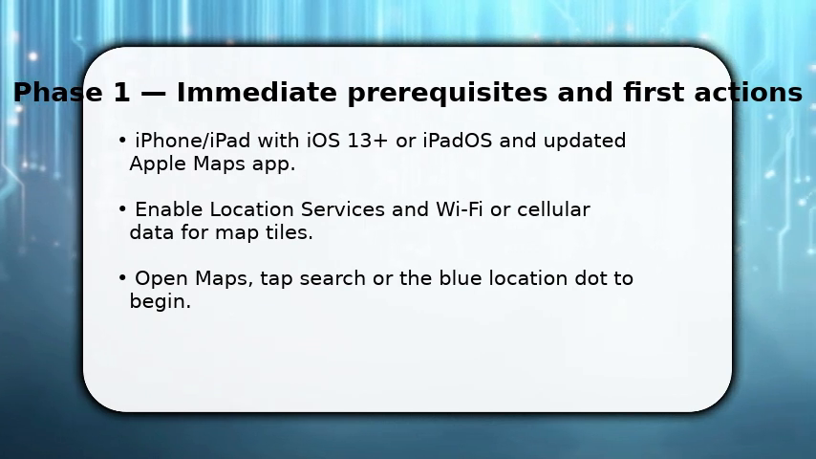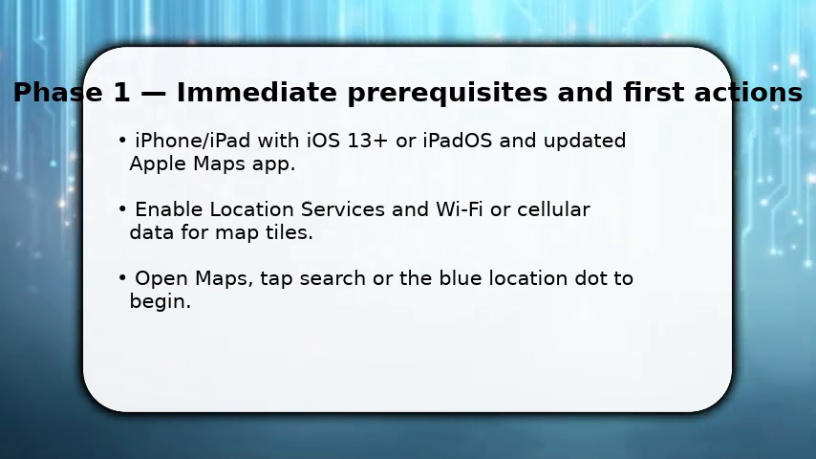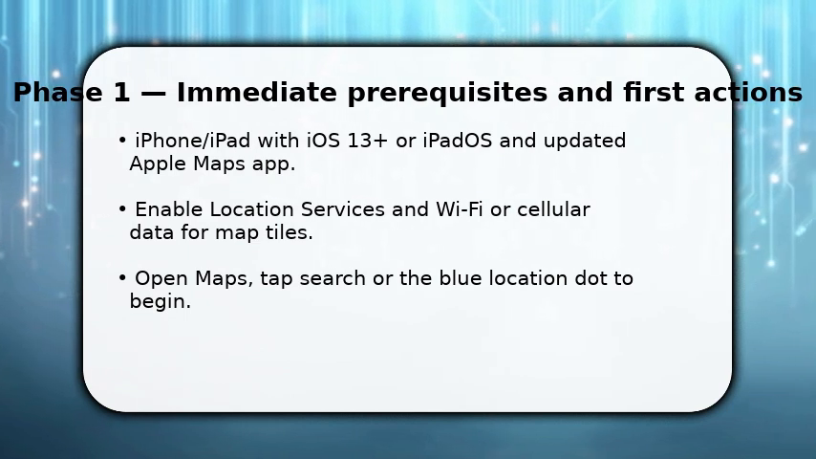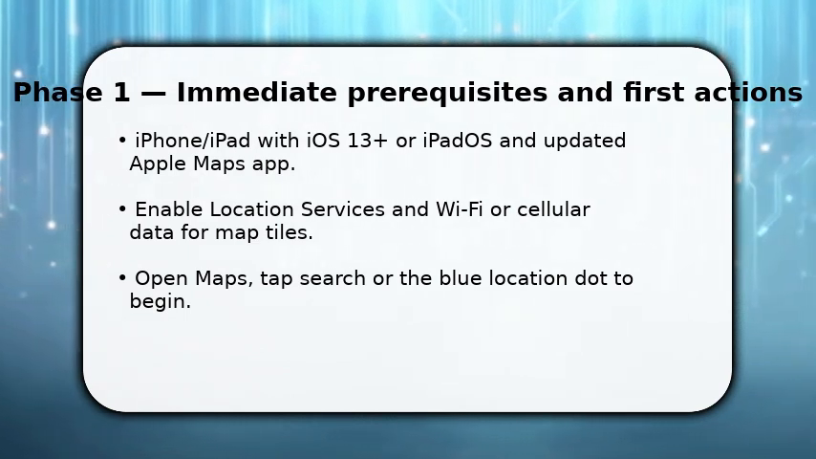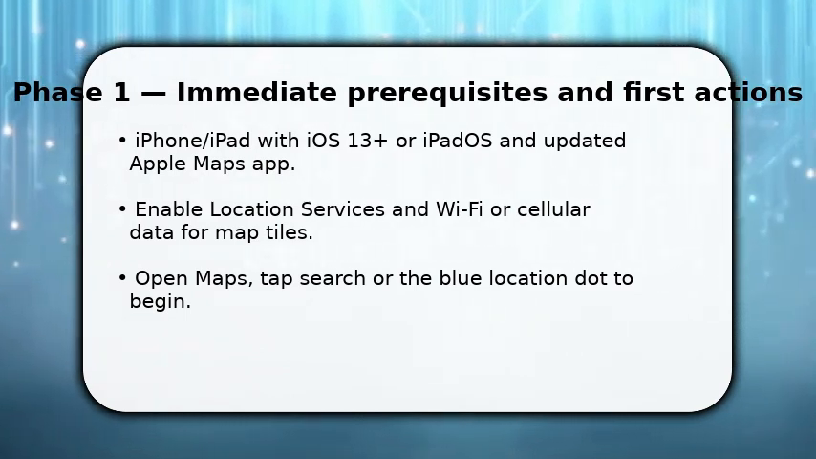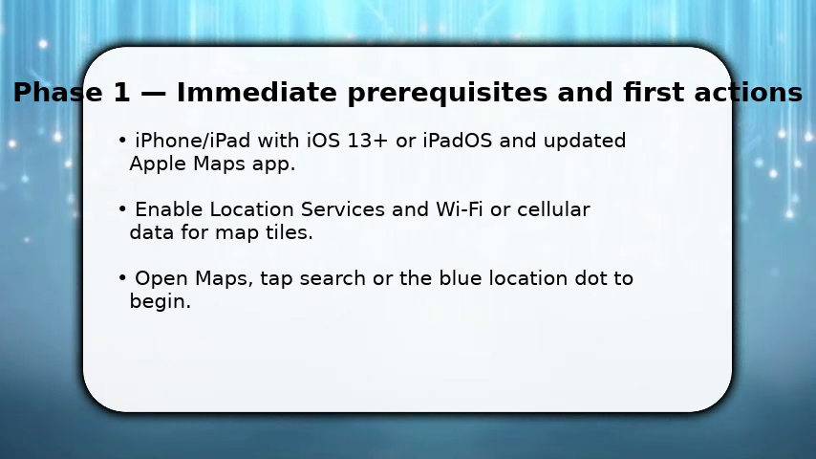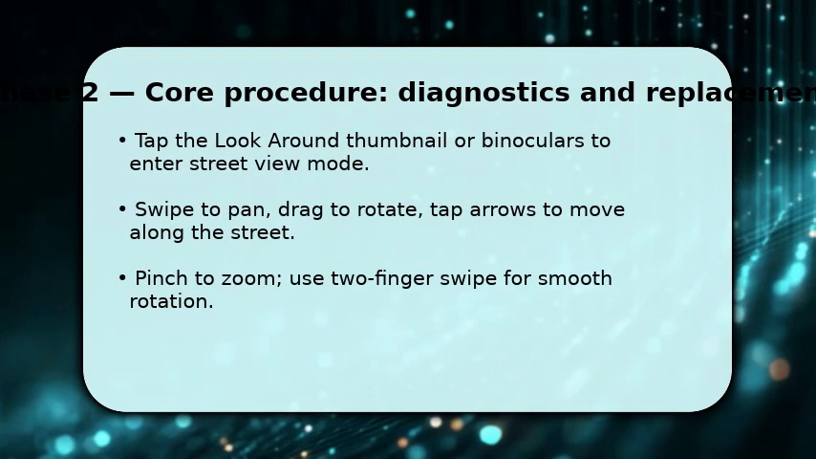Once the place card appears, look for the binoculars or Look Around thumbnail. This tells you the view is available. Tap that thumbnail to start the immersive street-level view and load high-res imagery. Now you're inside Look Around.